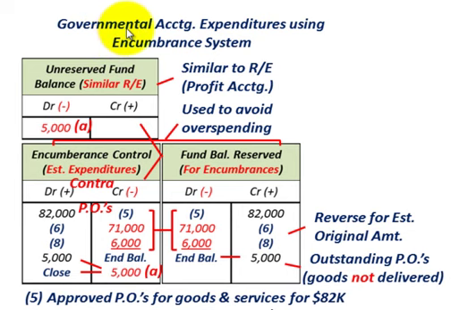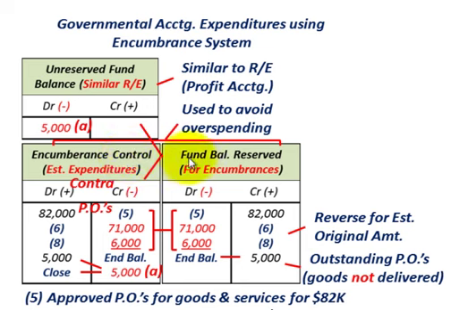What we're going to be looking at here is governmental accounting for expenditures using the encumbrance system. So when we're talking about this encumbrance system, we're setting up two special accounts here. The first one is this encumbrance control for estimated expenditures, and that has to do with the POs that we're issuing here. And then along with that, we're going to have the fund balance reserved for these encumbrances or these expenditures.